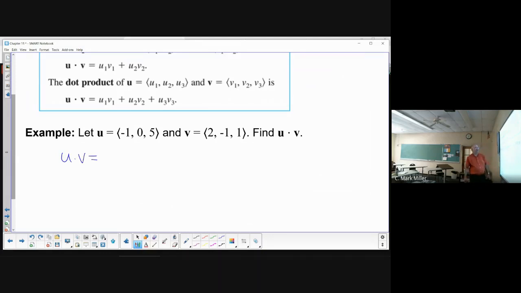is what? Multiply the x, the first component, together: minus 1 times 2. The y component together, 0 times minus 1. The z component together, 5 times 1. And that gives me minus 2 plus 5, which is 3. So 3 is our dot product. All right? Our dot product.